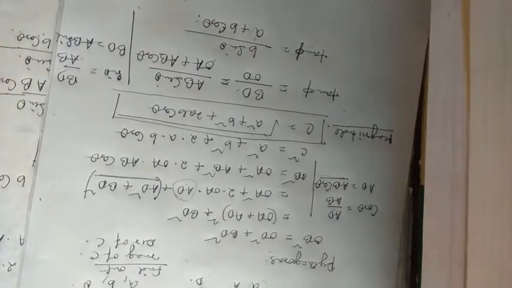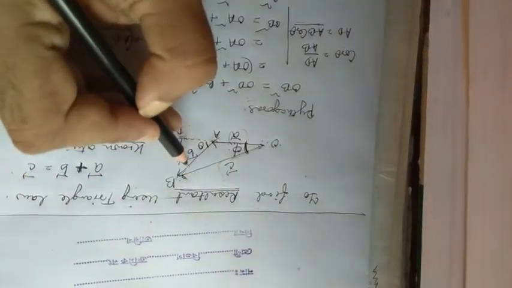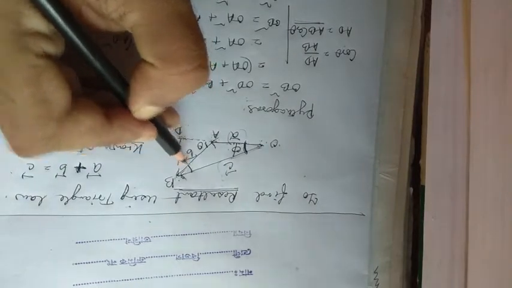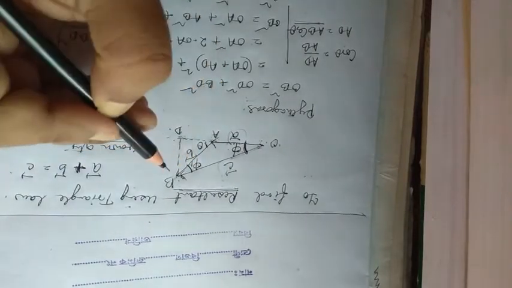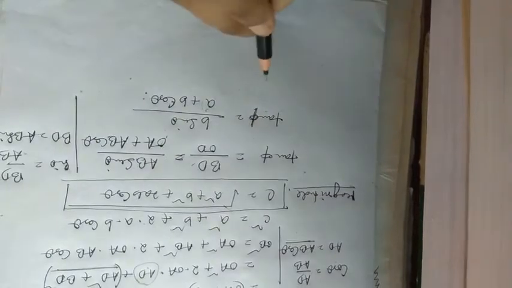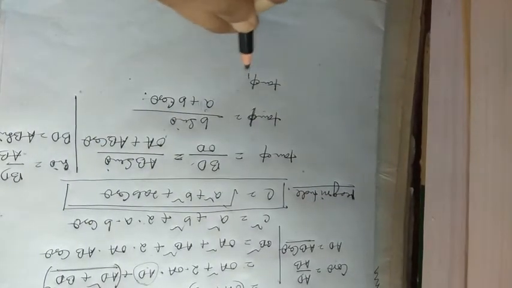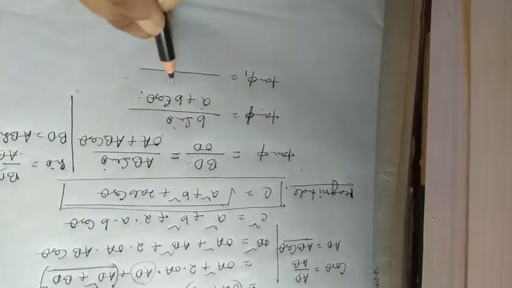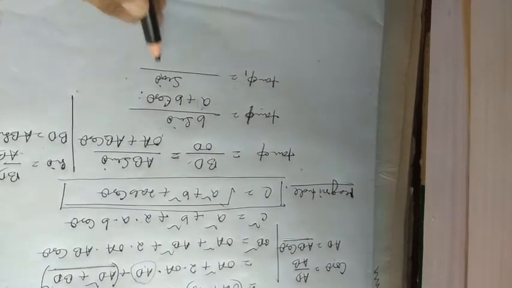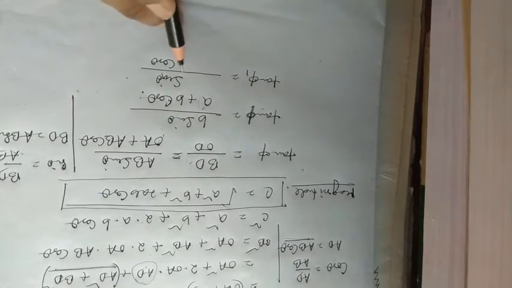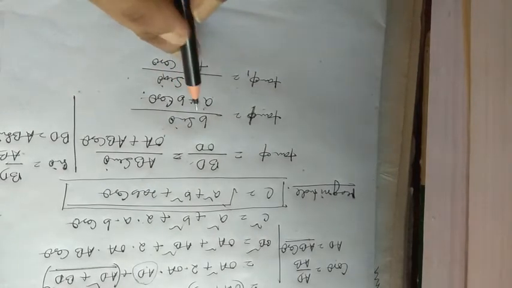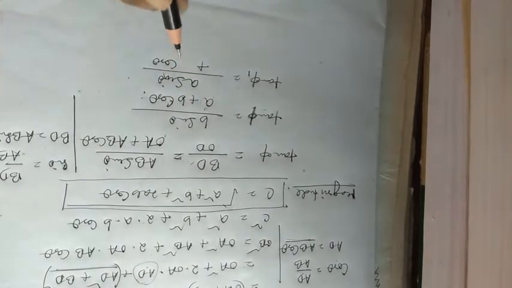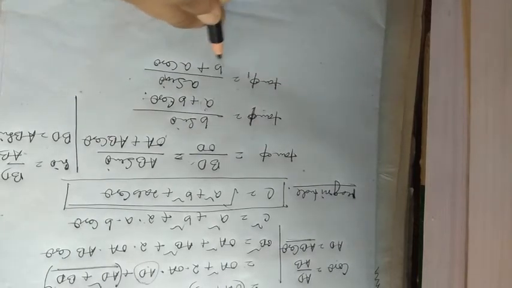Now, what happens when we are asked to find the value of this angle? Suppose this is phi 1. Now, tan phi 1 can be remembered from this value only. The positions of sin theta and cos theta will not change. The only change is that B will be replaced by A and A will be replaced by B.